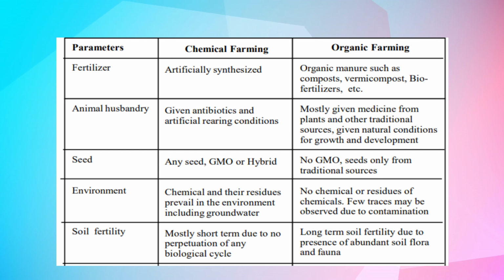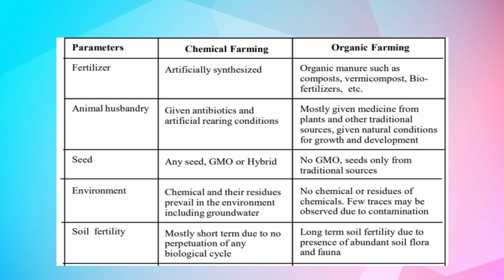Animal husbandry. In chemical farming, they are given antibiotics and artificial rearing conditions. But in organic farming, they are mostly given medicines from plants, that is medicinal plants and other traditional sources, and they are given natural conditions, so they are able to graze naturally in the farms. Then the seeds. Any seed, GMO or hybrid, is used in chemical farming, whereas in organic farming, there is no genetically modified organism. The seeds are only from traditional sources.